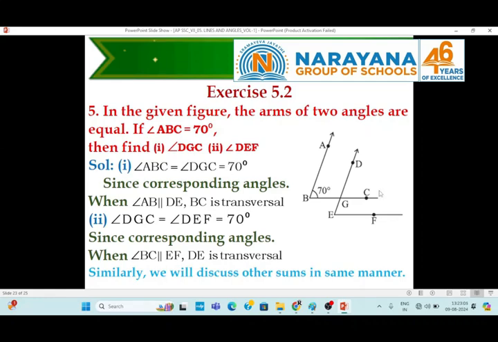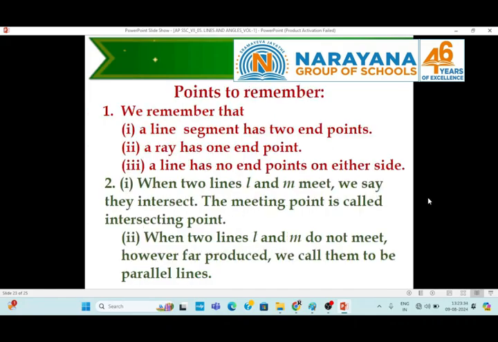Similarly, angle DGC is equal to angle DEF. Why? Because angle DGC and angle DEF are on the same side of the transversal DE when BC is parallel to EF. So, also due to corresponding angles, we can say angle DGC is equal to angle DEF. So, DGC is 70 degrees and DEF is also 70 degrees. Similarly, we will discuss other sums in the same manner.